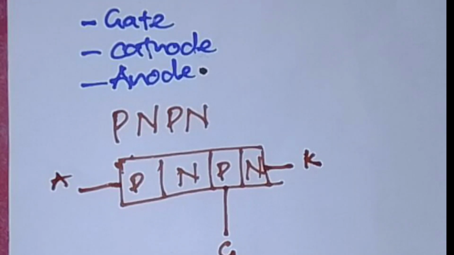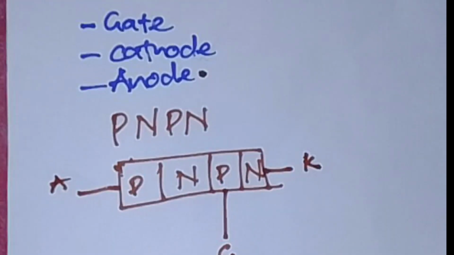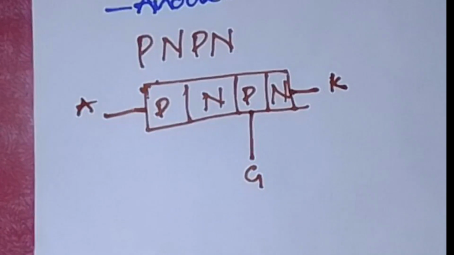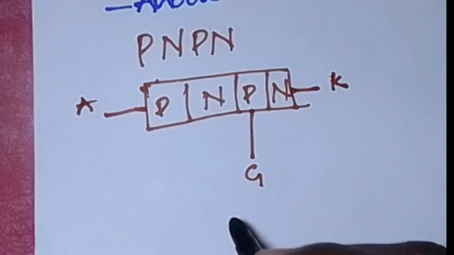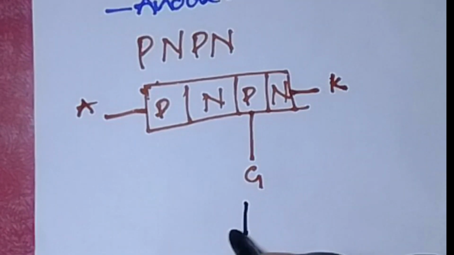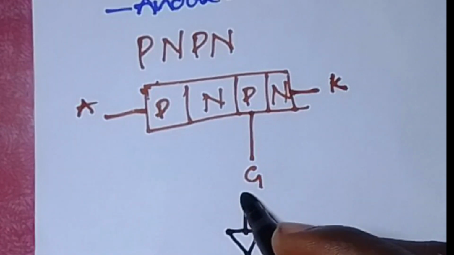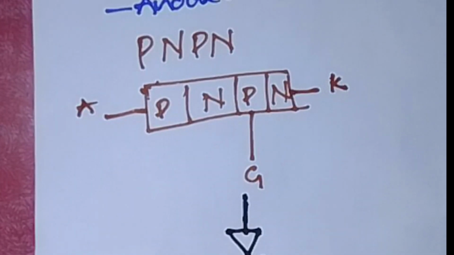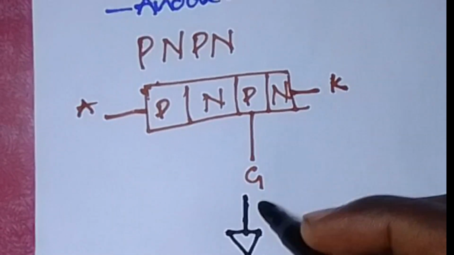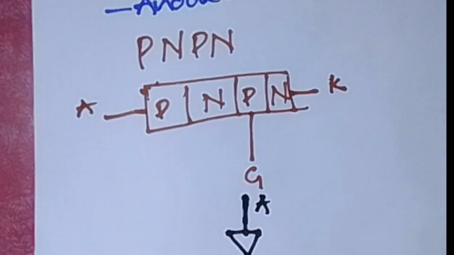And then we also have to look at its schematic diagram. The schematic diagram of such a device is always represented with a diode symbol, but having some sort of input here called the gate, this being the cathode and this being the anode.